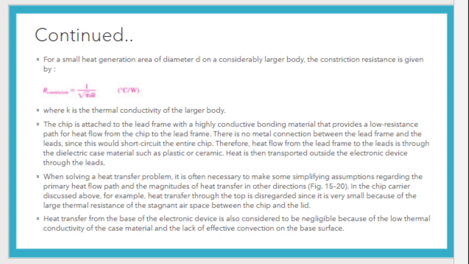When solving a heat transfer problem, it is often necessary to make some simplifying assumptions regarding the primary heat flow path and the magnitudes of heat transfer in other directions. In the chip carrier discussed previously, the heat transfer through the top is disregarded since it is very small because of the large thermal resistance of the stagnant air space between the chip and the lid. Heat transfer from the base of the electronic device is also considered to be negligible because of the low thermal conductivity of the case material and the lack of effective convection on the base surface.